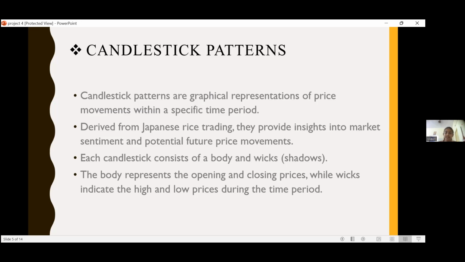Candlestick patterns are not foolproof and can lead to false signals. Their accuracy depends on the market conditions and they should be used in conjunction with other analysis methods. Traders and analysts use candlestick patterns to make informed trading decisions. Combining pattern analysis with technical indicators and fundamental data enhances decision making.